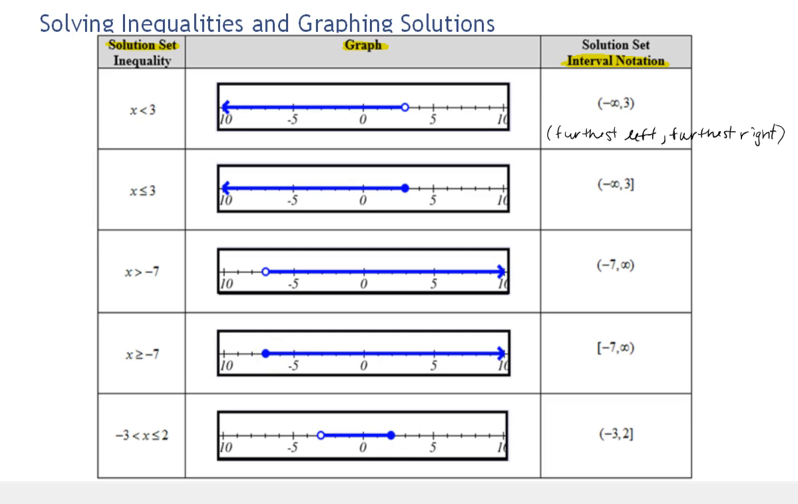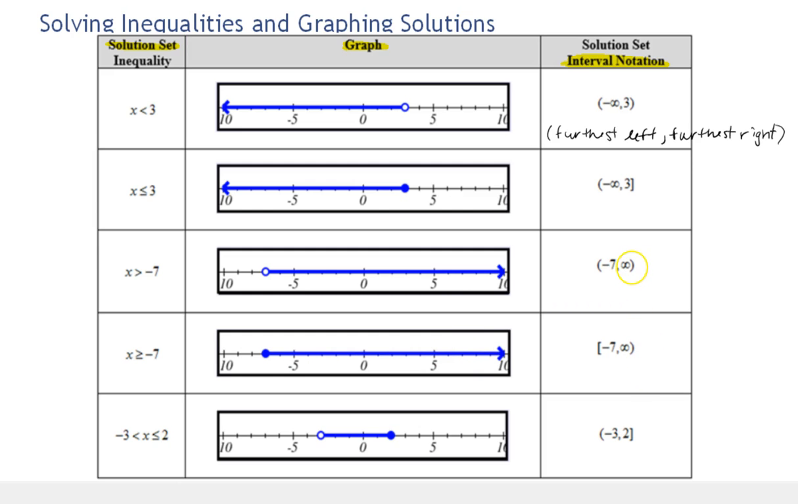Now looking at the interval notation, remember we start with the furthest to the left, then the furthest to the right, always. So the furthest value to the left here in both of these is -7. Notice the only difference: here we don't include -7, so it's a parenthesis. Here we do include -7, so it's a bracket. In both cases they go on forever in the right-hand direction, so we have parentheses.